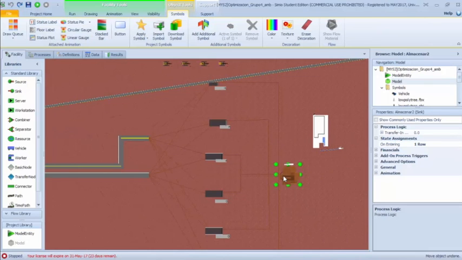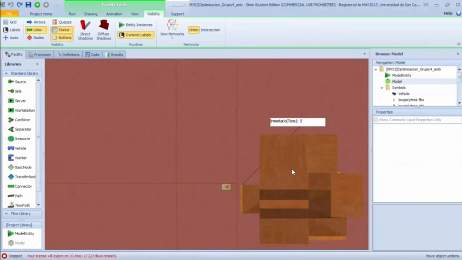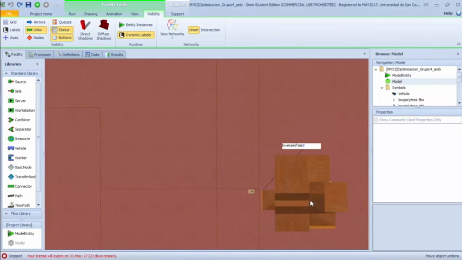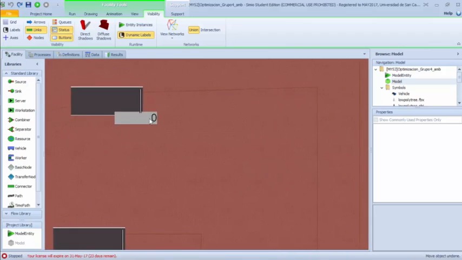The crawler will take 10 minutes to perform the offload. Then the crawler will take the wood to the storage house. Until the wood is in the storage house, the inventory will not be updated.